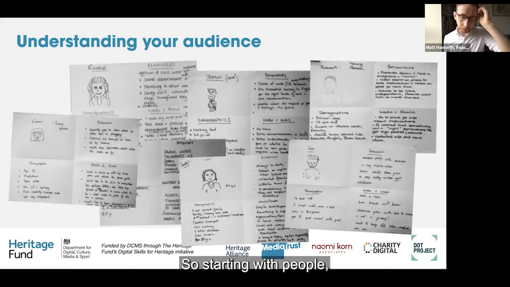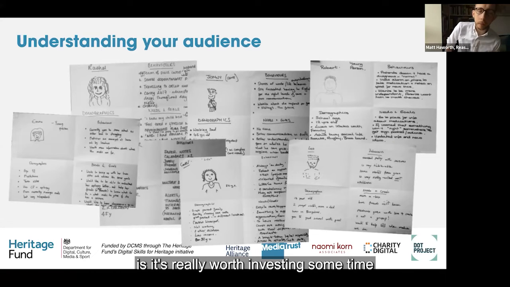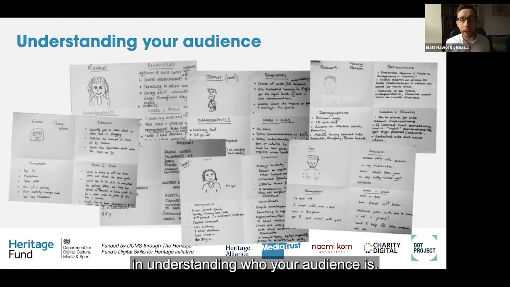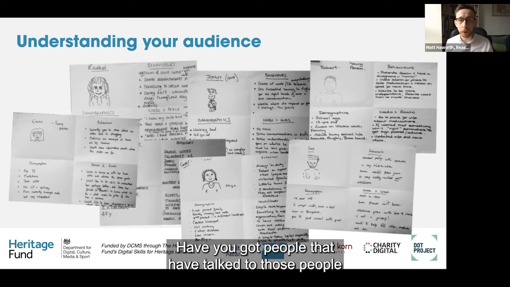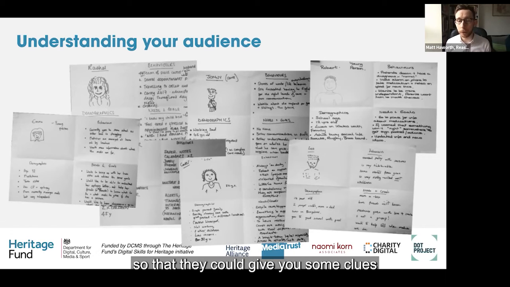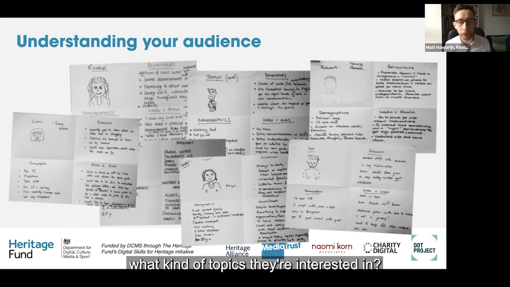So starting with people, the most important tip that I would give you is it's really worth investing some time in understanding who your audience is. So do you have data on the people that are giving to you digitally? Have you emailed them a survey anytime? Have you got people that have talked to those people and might know a bit about them, so that they could give you some clues about what motivates them, where they are online, what kind of topics they're interested in?